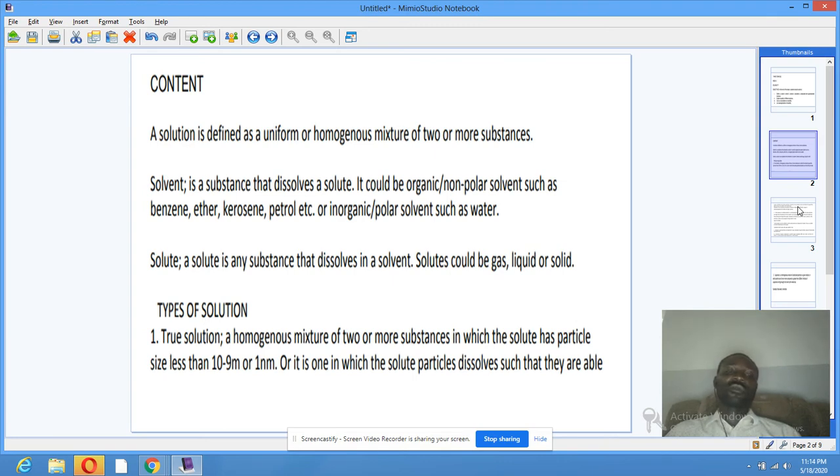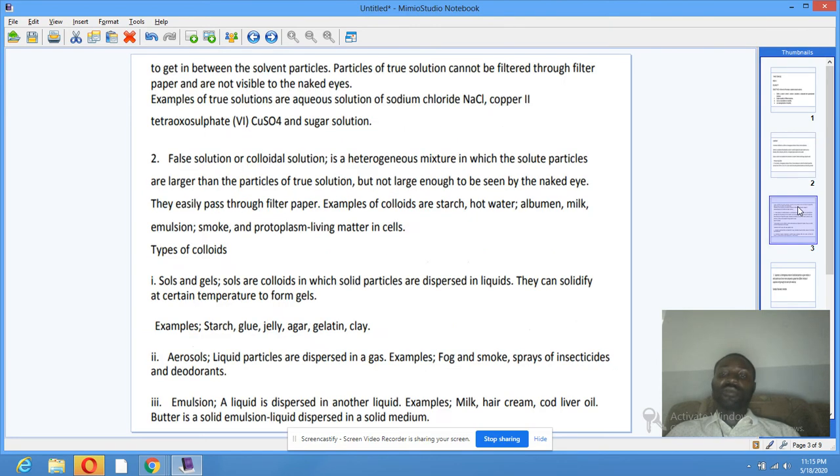Types of solution. One, true solution. A homogeneous mixture of two or more substances in which the solute has particle size less than 10 to the power of -9 millimeter, or one in which the solid particles dissolve such that they are able to get in between the solvent particles. Particles of a true solution cannot be filtered through filter paper and are not visible to the naked eye. Examples are sodium chloride, copper sulphate, and sugar solution.